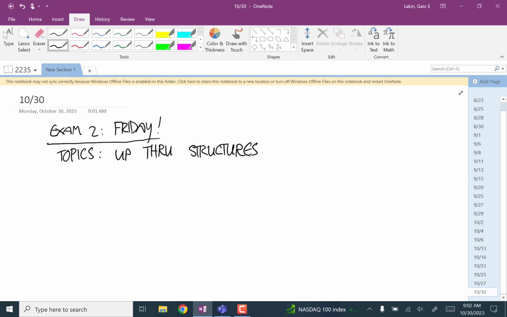But probably it's going to be structures. I might ask you a quick question on this or a quick question on that, but mostly it's going to be just knowing where you're at with structures calculations. All right, just remember it's cumulative. So if I wanted to put vector stuff, there's nothing legally preventing me from doing that, or particle stuff.